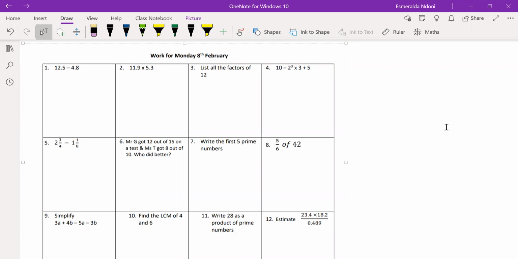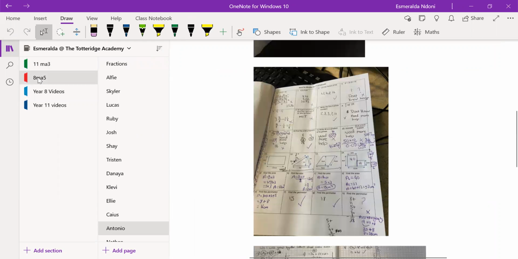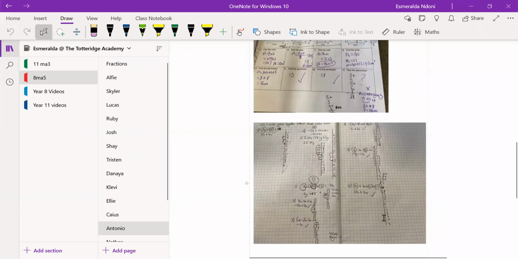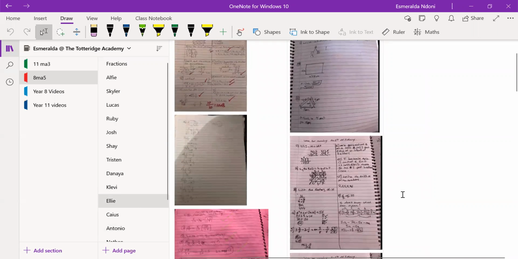But before I start, I just wanted to show you something. I'm going to show you some of the work that I received for last week, because you're going to have to look at how amazing it is. What you see on the screen is Antonio's work. He did his best, and then he listened to the video and did all the purple pen corrections. And that's just beautiful. If you look further down, it's his working out for collecting like terms. Every single question has a number line. And that's just beautiful. If I click onto Ellie's, this is Ellie's work that she's been sending through.